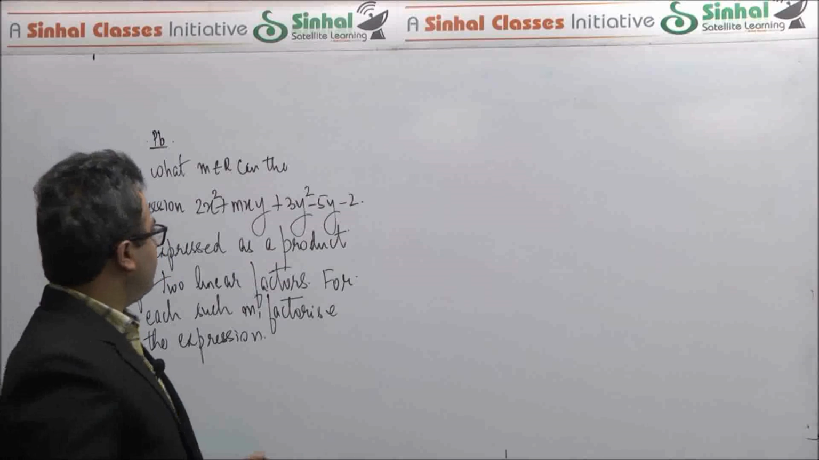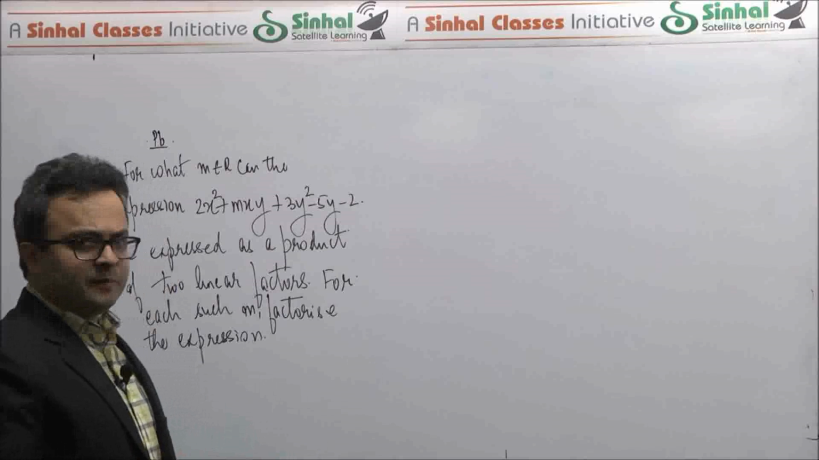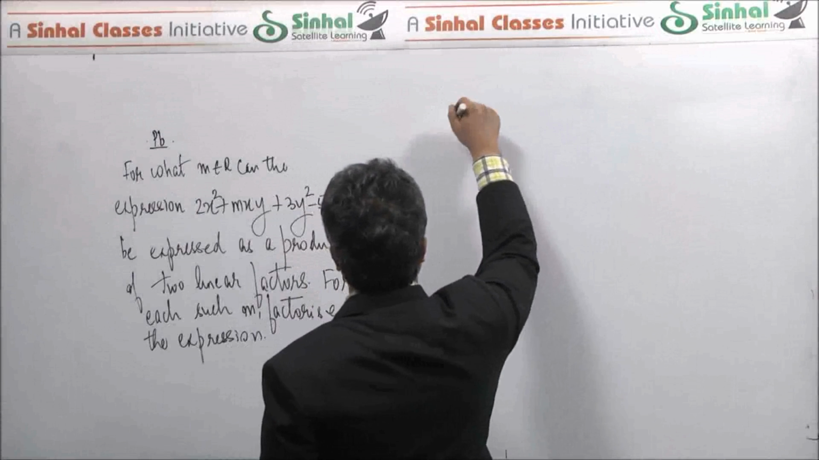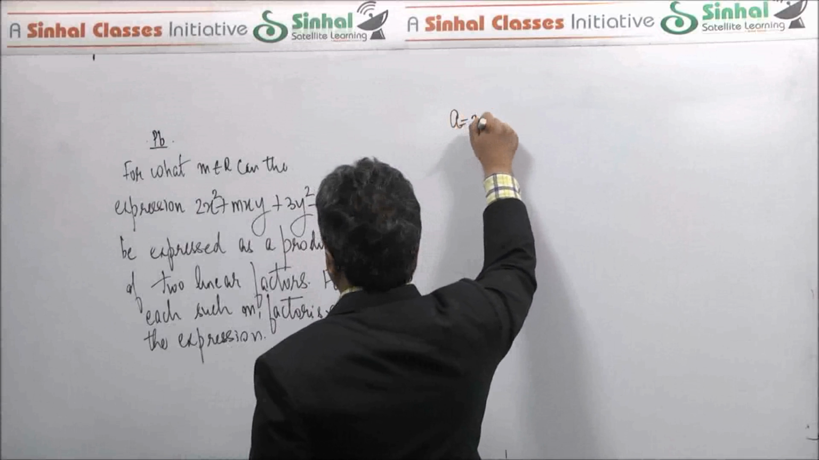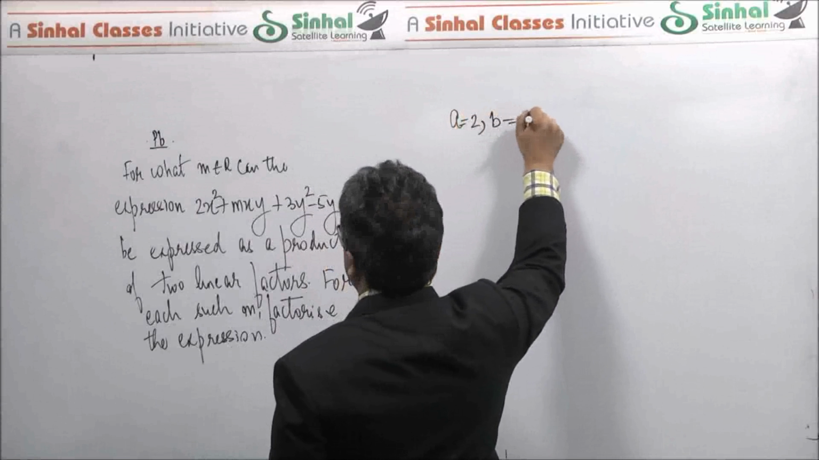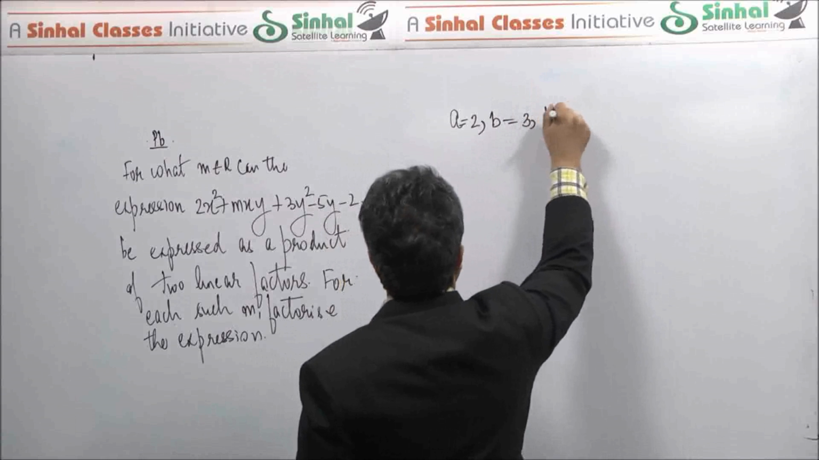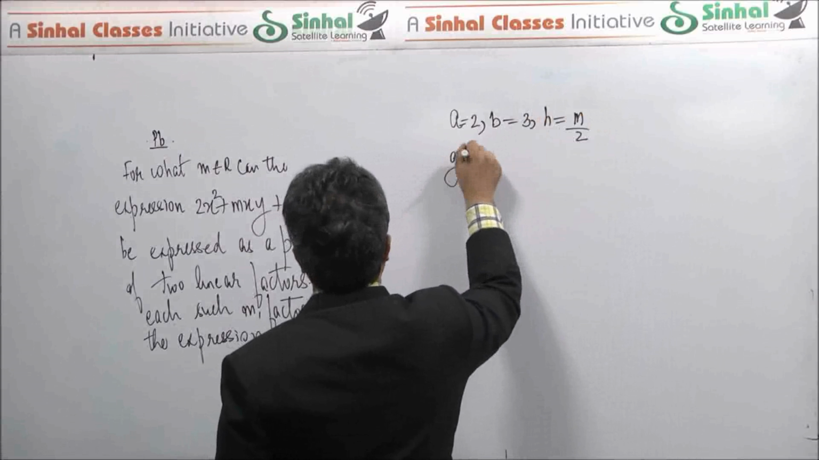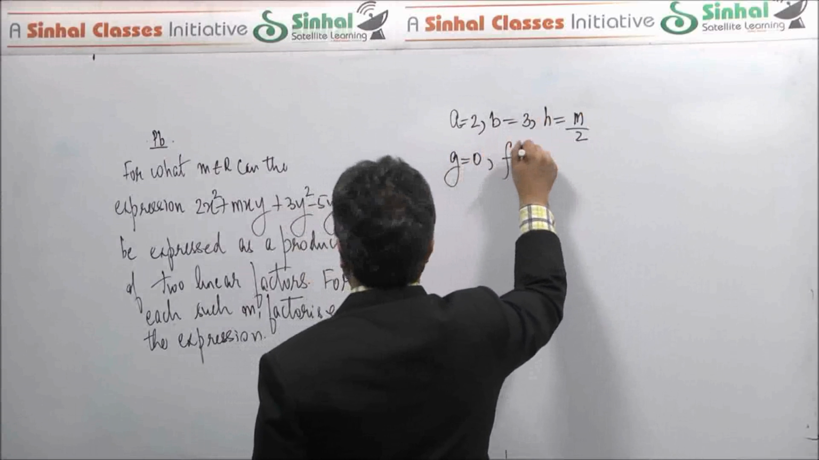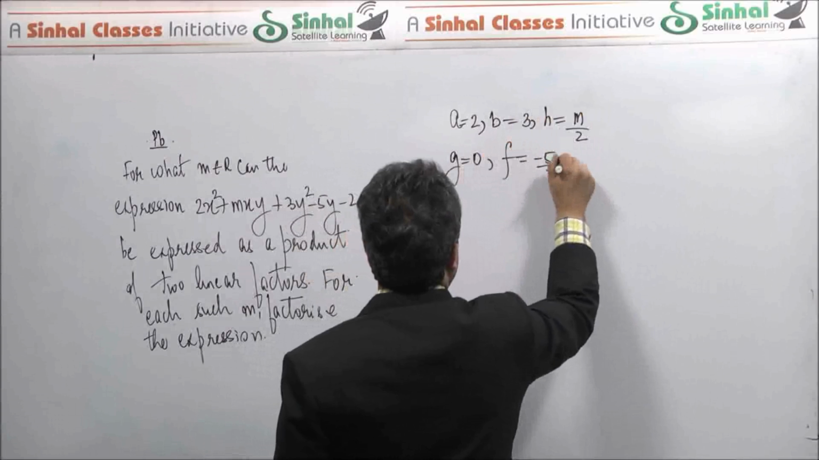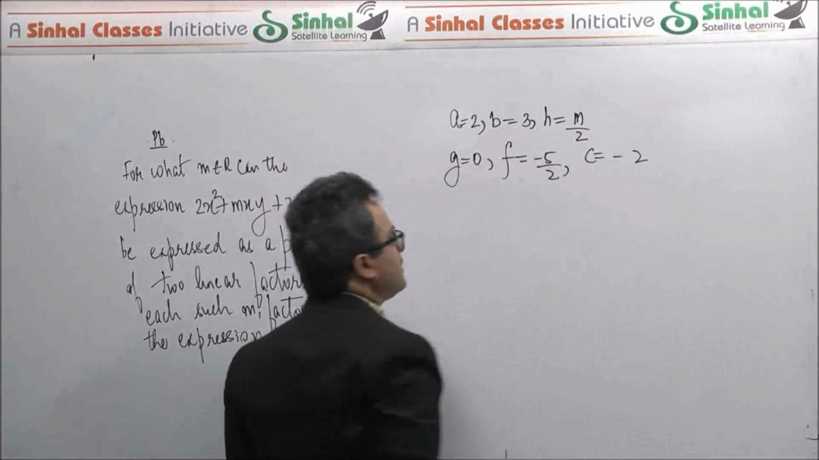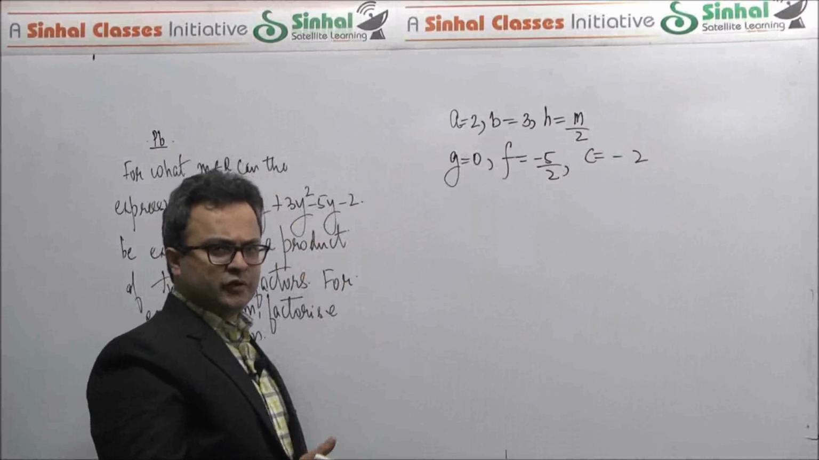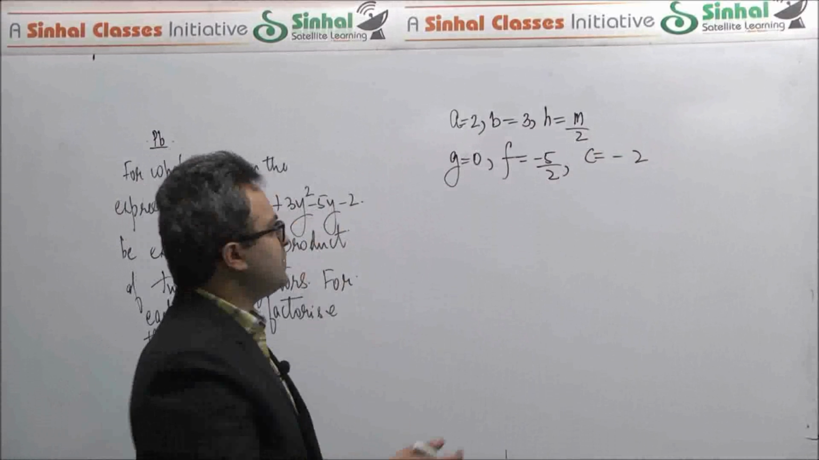So again, for the first part, to find the values of m, we just have to impose our result. But for that, let's just quickly compare and get the values of the coefficients. So a is 2, b was the coefficient of y square, so that's 3. h was half the coefficient of xy, so that is m by 2. g was half the coefficient of x, that is 0. f is half the coefficient of y, which is minus 5 by 2. And the constant term is minus 2, right? So we've compared the equation to the general equation and got the values of all the 6 coefficients. And now we just have to impose our results.